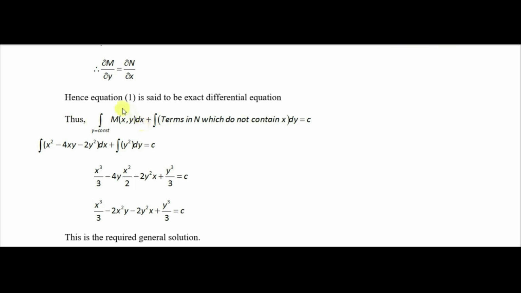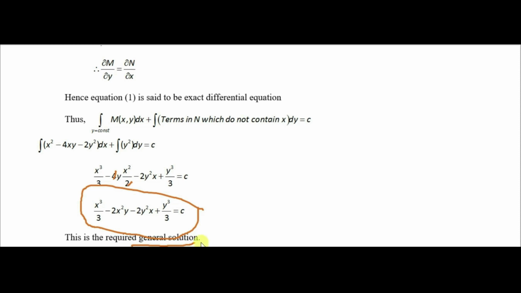Now note that in the first integral we have to take y as a constant. So the integral of x square with respect to x is x cube by 3. Here minus 4y is constant and the integral of x is x square by 2. Here minus 2y square, all the terms are constant because 2 is a constant and y is again constant. The remaining term is dx and the integration of dx is x. Lastly, the integration of y square with respect to y is y cube by 3, equal to c. Arranging these terms, this 2 gets cancelled, and we get the required solution. So the procedure is very simple.